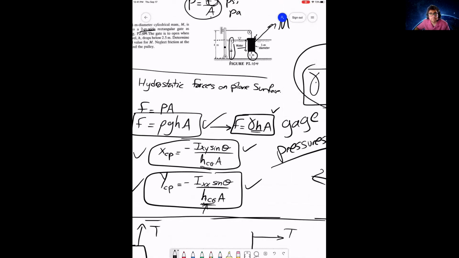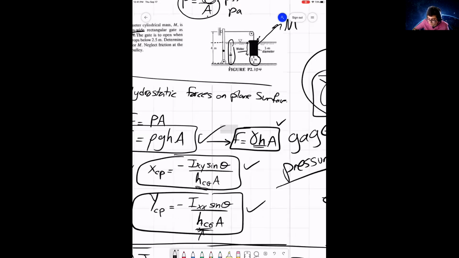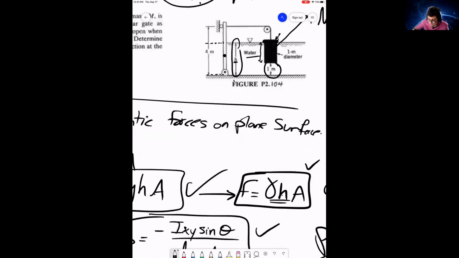When you find XCP and YCP, what does that find? It finds the coordinates of the center of pressure. Remember right here, we found this is HCG right here. This one. This is HCG. What's the coordinates of this one? You said you did that? H over 2.